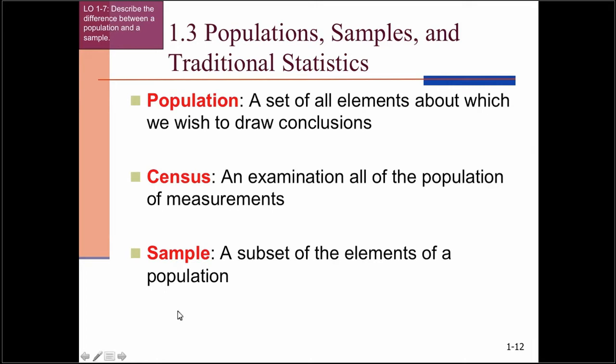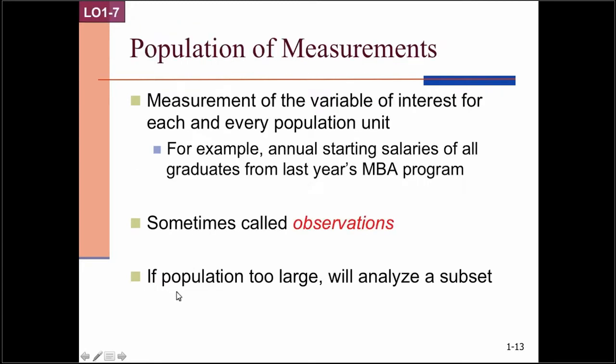Now, when you cannot draw a conclusion about all your population, you take a sample, which is a subset of your population. Now, the measurement. We talked a little bit about the measurement. One example would be if you want to know the annual starting salary of all graduates from last year's MBA program. This is what is called observations. You're looking at those observations and you're trying to draw a conclusion about all the MBA graduate salaries, but you have a specific year, maybe the Western Kentucky program only. So we call this a subset to analyze this salary range.